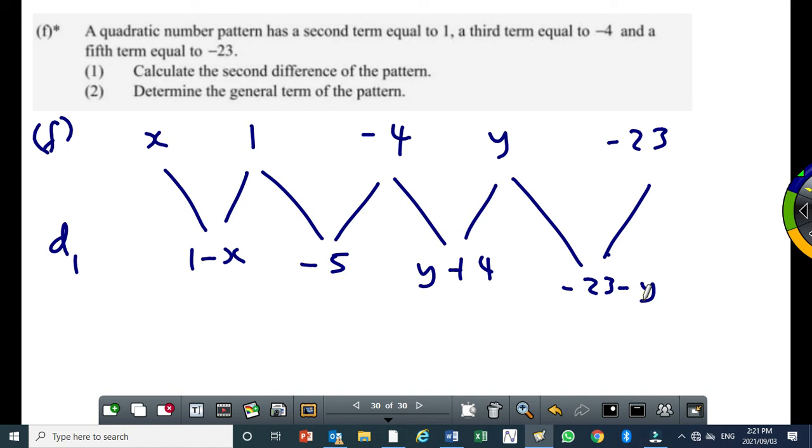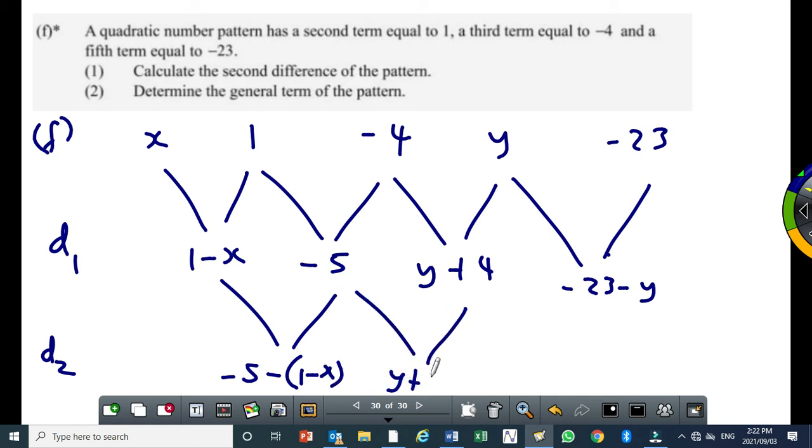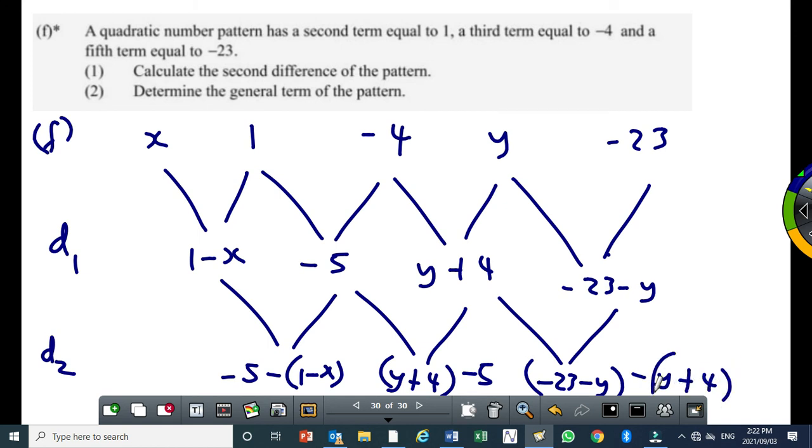Right? So first term is unknown, it's not given. Second term is 1. Right? Third term is negative 4. The fourth term is not given. The fifth term is minus 23. D2. So that would be minus 5. Well, allow me to write it as minus 1 minus x. And this would be y plus 4 minus 5. And then the last one will be minus 23 minus y plus 4. Okay? So calculate the second difference of the pattern.